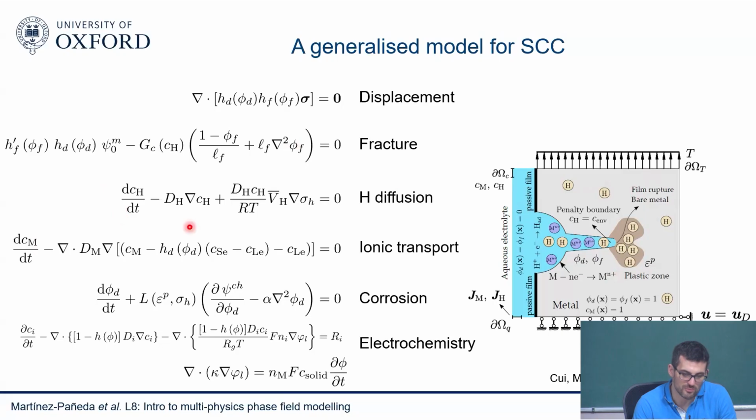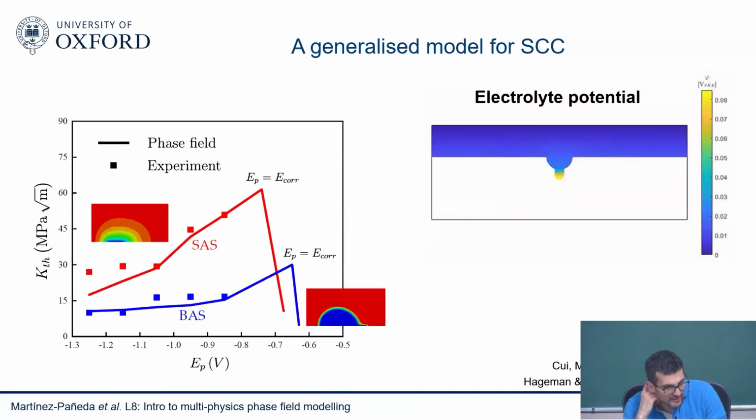Then you have the hydrogen transport equation with some uptake of hydrogen. Then you have some ionic transport equation. Then you have the corrosion equation, phase field corrosion for the dissolution problem. And then you have all the electrochemistry as well. So everything is just embedded. And this is very powerful because it allows you to simulate stress corrosion cracking for any environment. So you don't have to make any a priori assumption saying, okay, in this case, cracking is going to be driven by hydrogen embrittlement or anodic dissolution or maybe a combination of both. Here, you can handle any arbitrary environment.